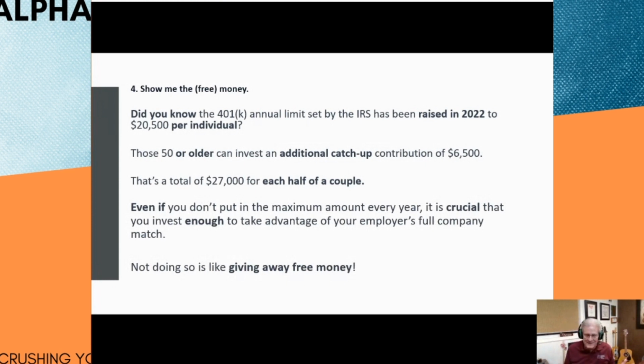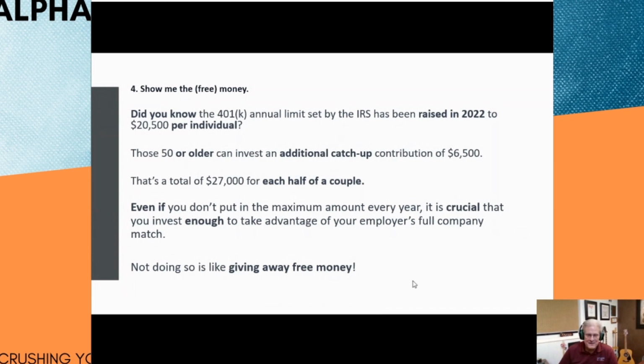So type in the chat box and give me a subject line heading for that. Come on, somebody's got to do this. This has got to be easy. It can't just be me. That's really, really easy, right? "Not doing so is like giving away free money." Type in the chat box and tell me a subject line on that. You can come up with one. I'm going to give you one here. I'm going to give you a great one.